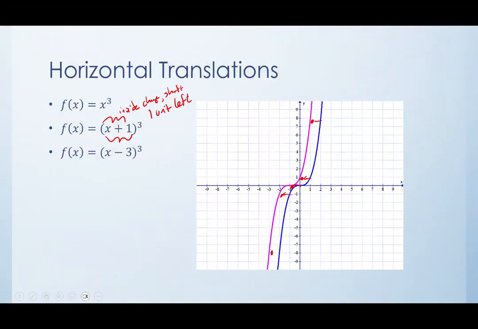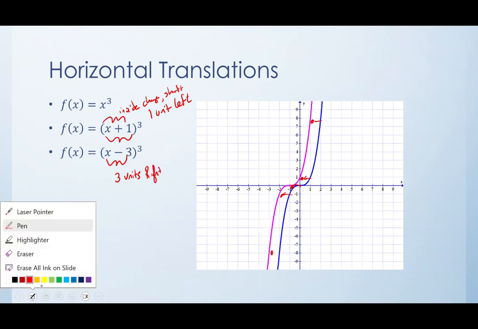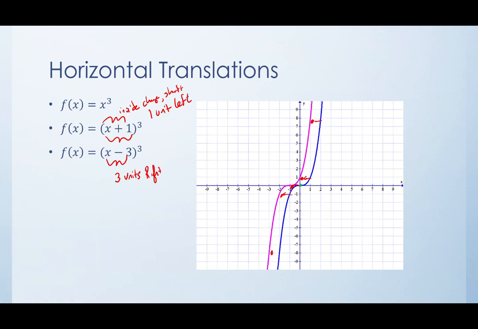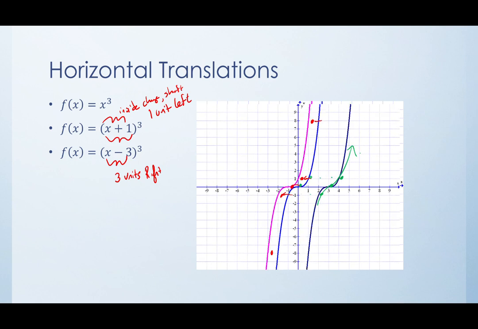F of x equals x minus 3 quantity cubed, same story. Inside change, we're going to move 3 units to the right. I wrote 3 again. And so here, let's see, let's make it green. Our origin is going to move 1, 2, 3. This one's going to move 1, 2, 3. This one's going to move 1, 2, 3, and we can just kind of sketch it from there, but it's going to pop up for us. All right.